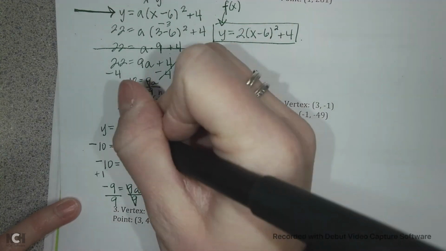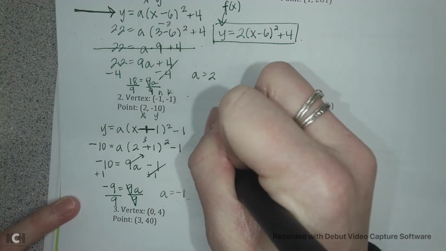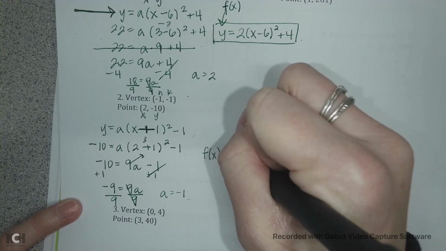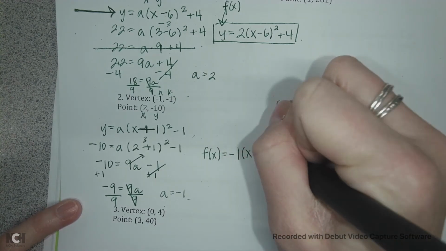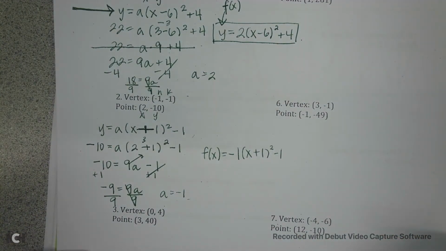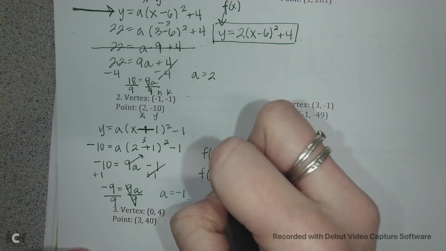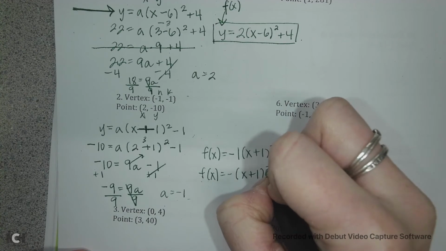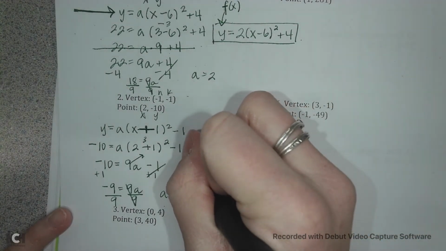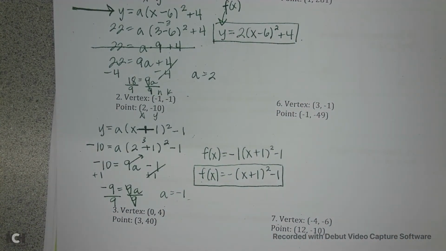Okay, now we're going to plug our a value back into our equation. This time we're going to write f of x, because why not? It looks so cool. F of x equals negative 1 times x plus 1 squared minus 1. Make sure you don't change that minus 1 to a positive. Also, we don't even need this 1 in front. We could even write f of x equals negative x plus 1 squared minus 1. Either answer is fantastic. This one is a little bit better. It's more advanced.